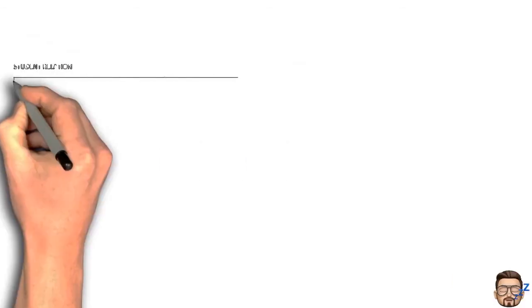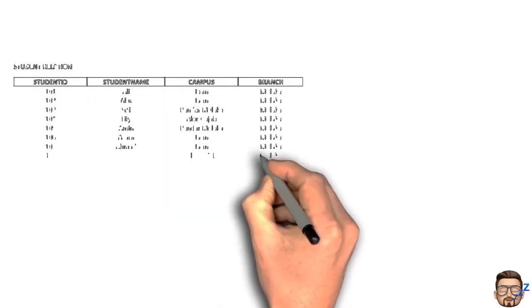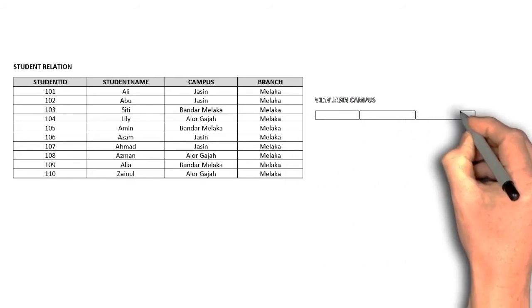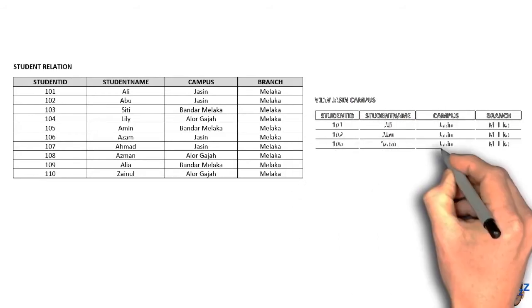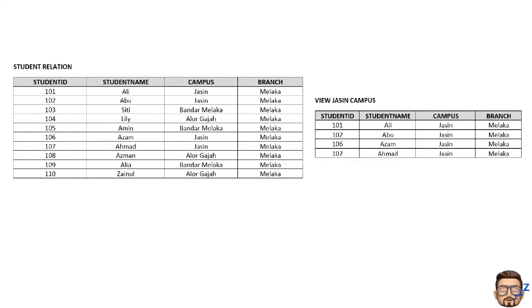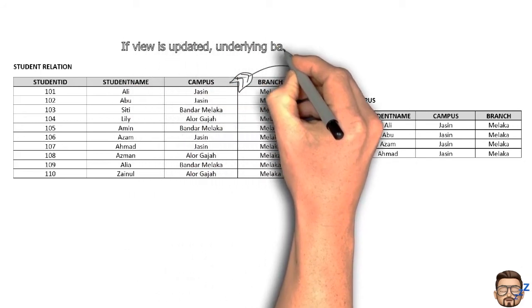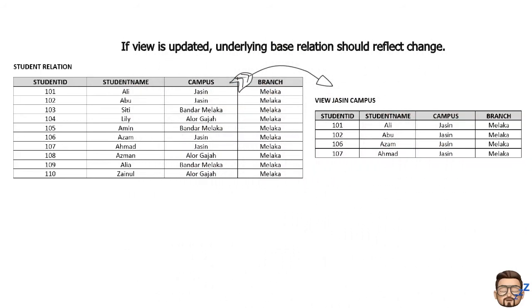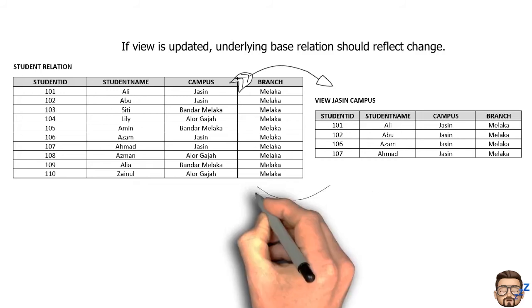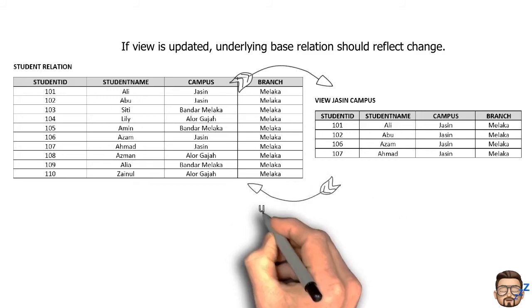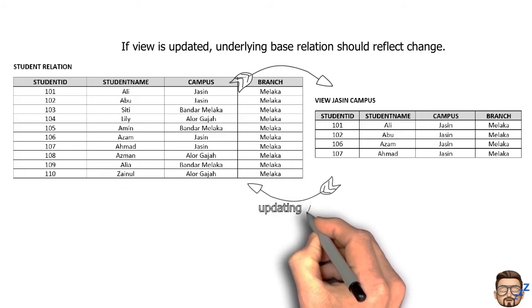Let's take a look at updating views. All updates to a base relation should be immediately reflected in all views that reference that base relation. For example, if you update the student base relation, it should be immediately changed in the view of Jasin campus. If a view is updated, the underlying base relation should also reflect the change.